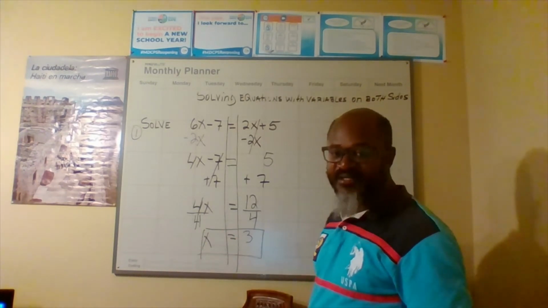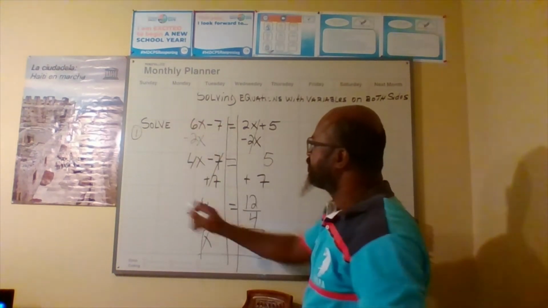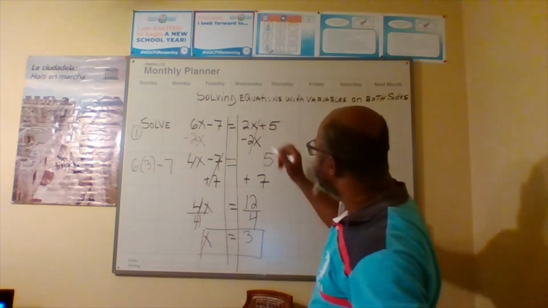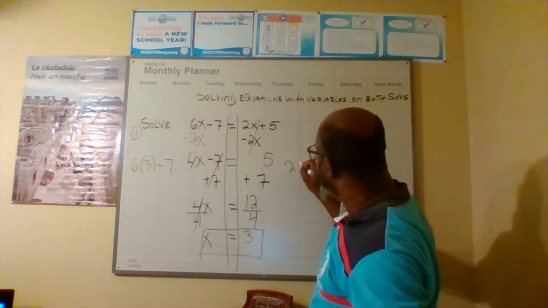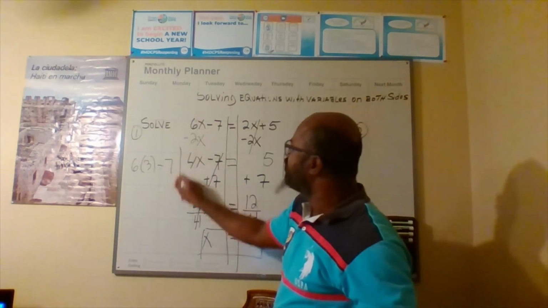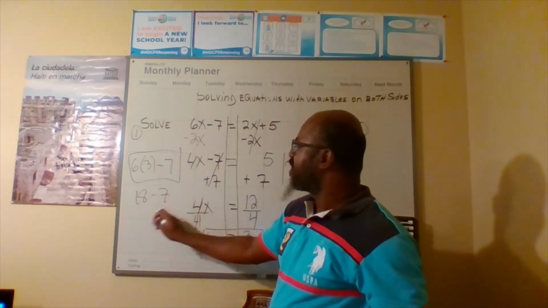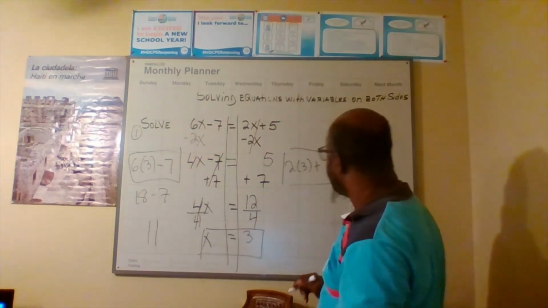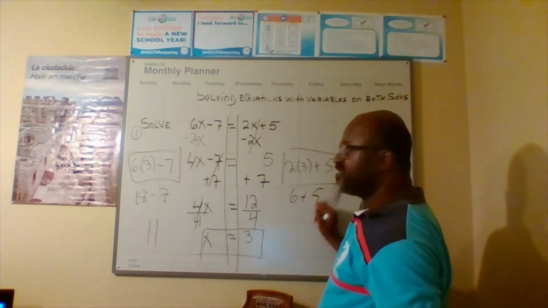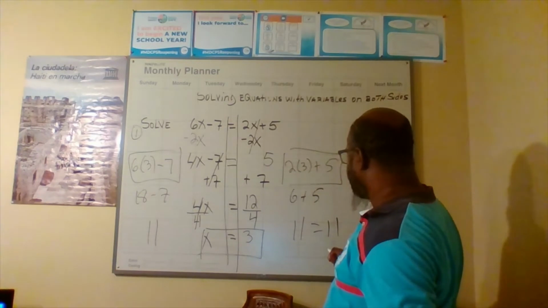If you want to check your answer, you will have to plug in 3 here. That will be 6 times 3, take away 7, and on that side it is 2 times 3 plus 5. Those two expressions need to be equal to each other. So we'll have 6 times 3, which is 18, and 18 take away 7 is 11. On that side, 2 times 3 is 6, and 6 plus 5 is 11. This tells you that 11 is equal to 11. That's how you check it.